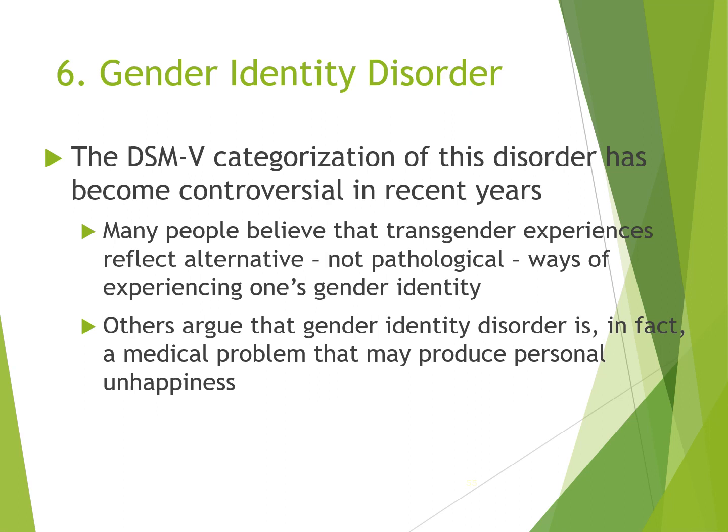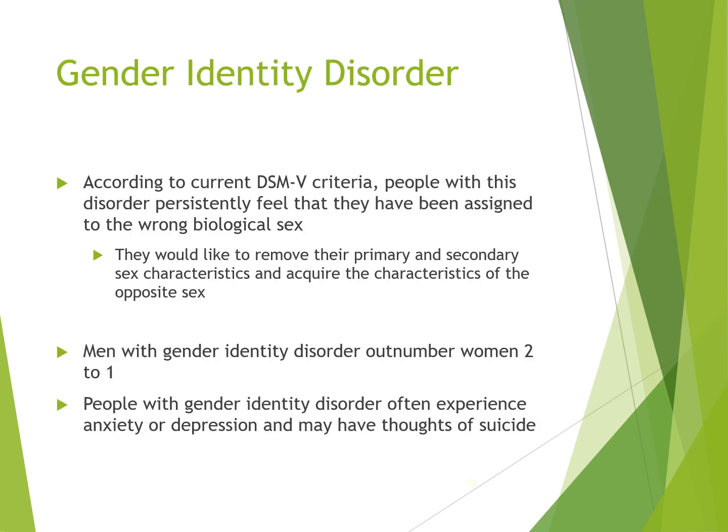Then the other area we want to look at is the GID, the gender identity disorders, and this is where somebody is strongly convinced that they are not a person of the gender to which they are biologically assigned, and for that reason they would rather get assigned to the other gender they feel comfortable in. They feel that they've been assigned the wrong biological sex, and therefore they would want to remove any sex characteristics of that specific biological sex and acquire the characteristics of the opposite sex.